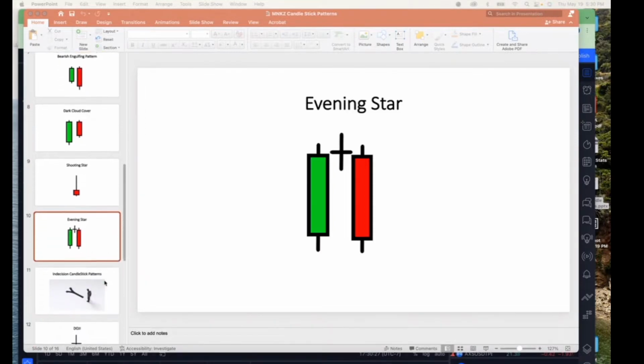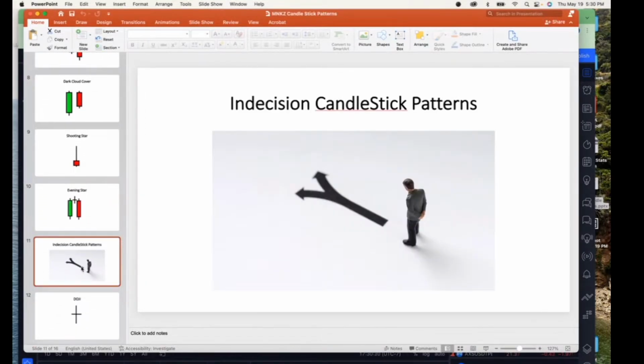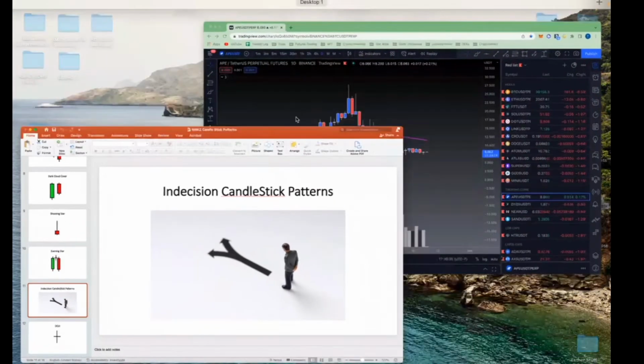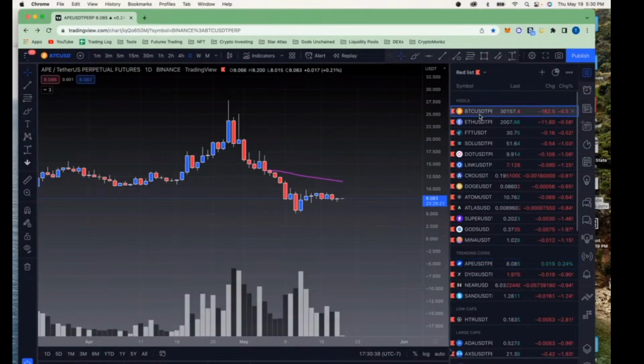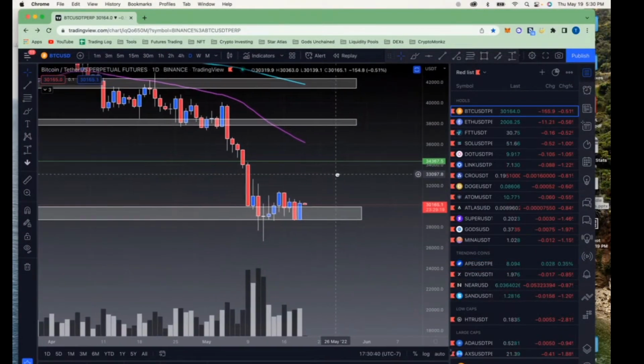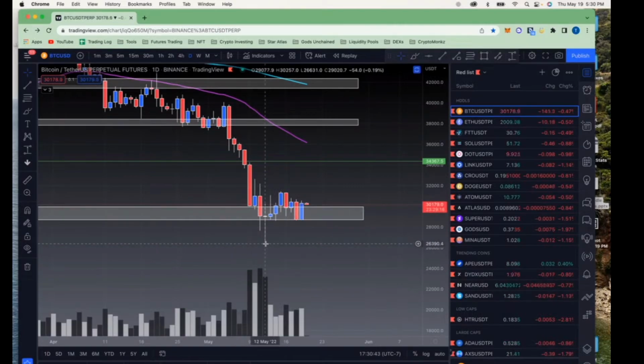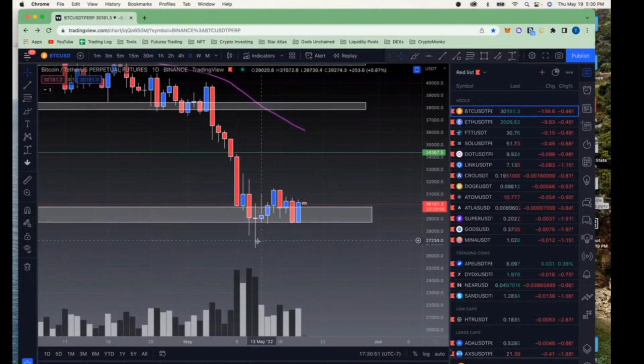Okay, so the next one, which is what we're literally praying for right now, is an indecision candlestick pattern, which we're printing a bunch of right now with Bitcoin. Check this one. We moved all the way down to 26.4, and we pretty much finished it as a doji. A doji is also called a spinning top. It's just called a doji or a spinning top, because that's what it looks like.